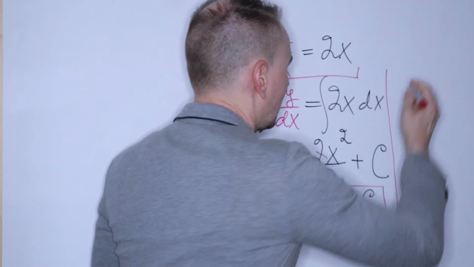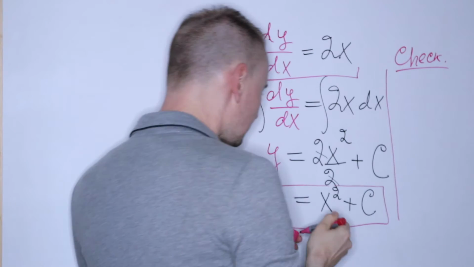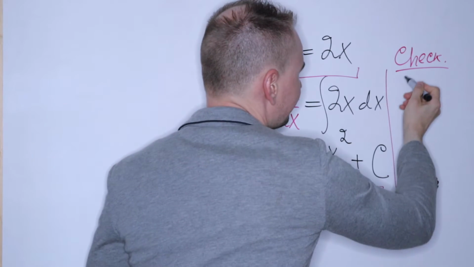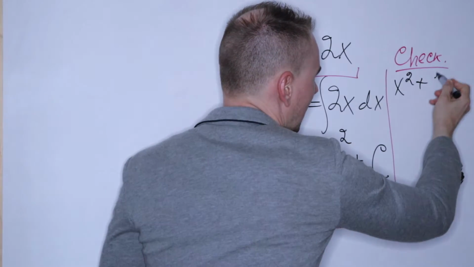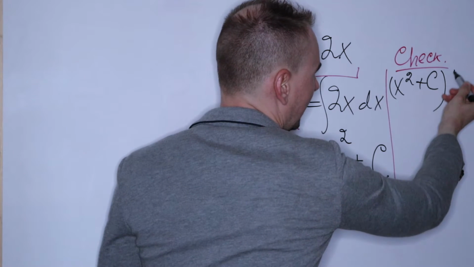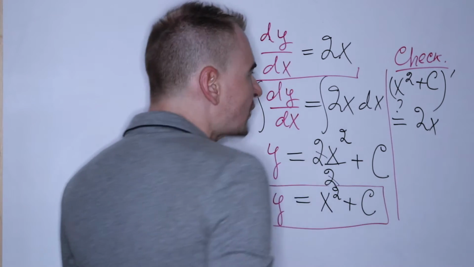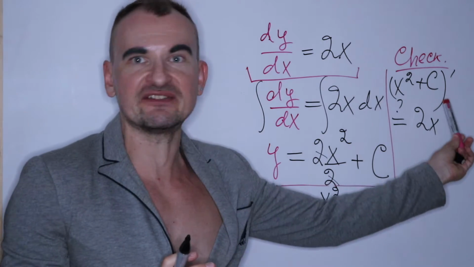So we're going to get x squared plus c, and all it says is that this is the first derivative, y prime, and we're going to check, does it equal 2x? So all we need to do is take the derivative of this.